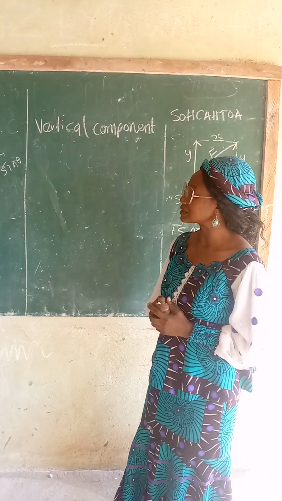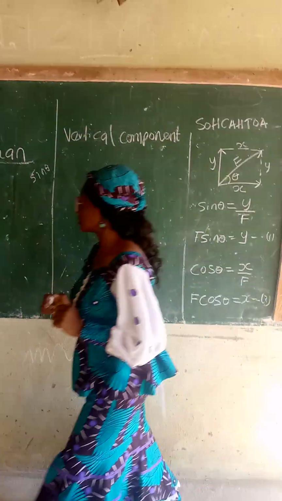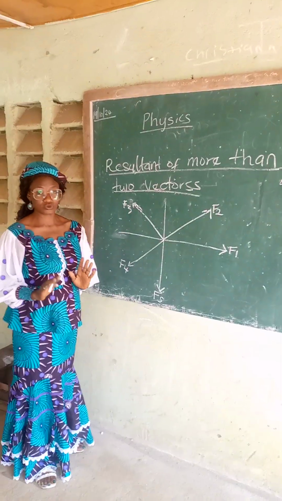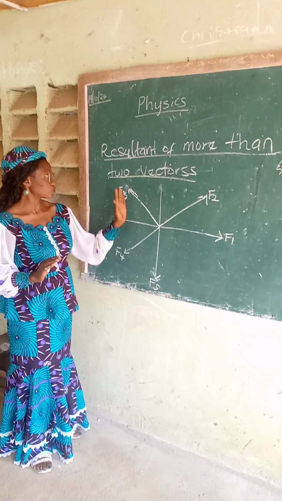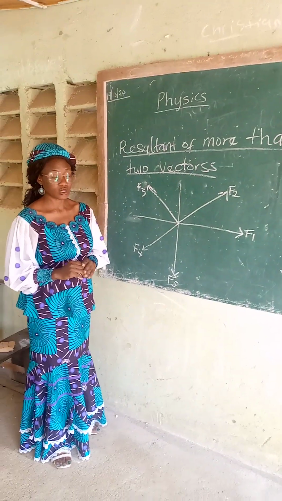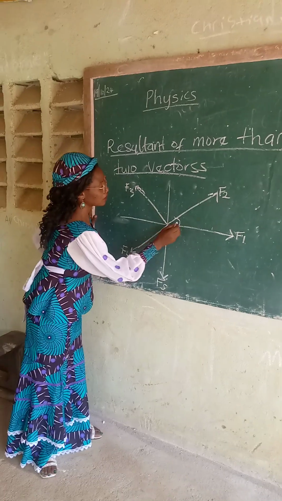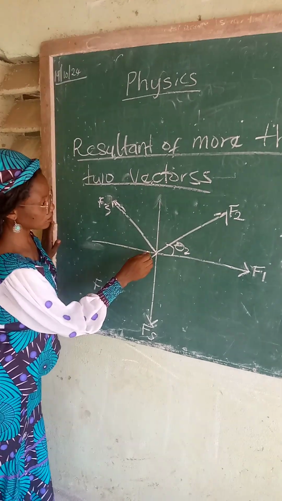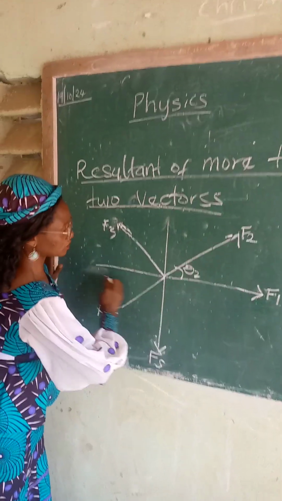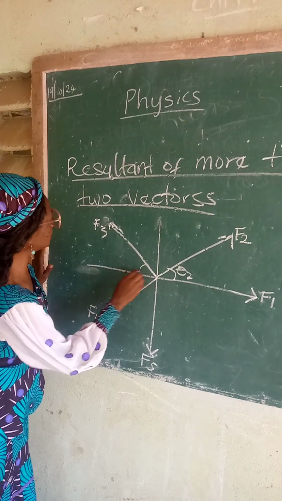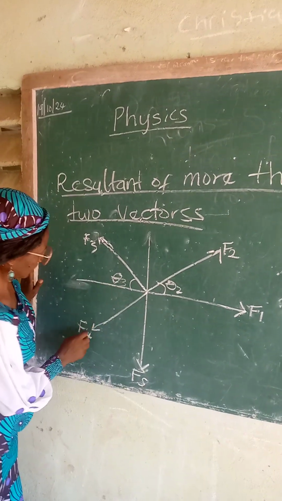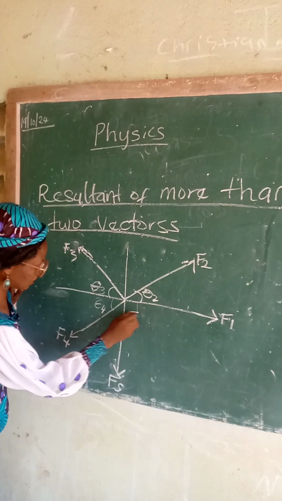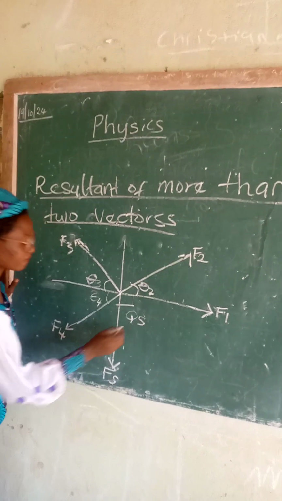Now, F1 is... Okay, let me put the angle. If you are considering the angle, usually you'll be given the angles. Okay, for when it comes to resultant of more than 2, you'll be given the angles. So let's call this one theta 2. Because theta 1 is on the horizontal, let's call this one theta 3. Let's call this one theta 4, and let's call this one theta 5.